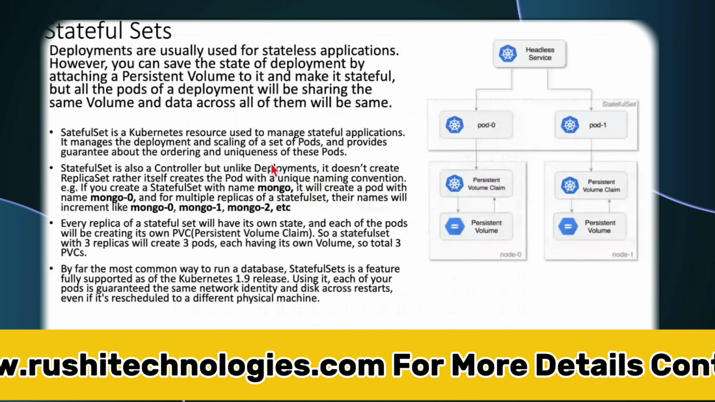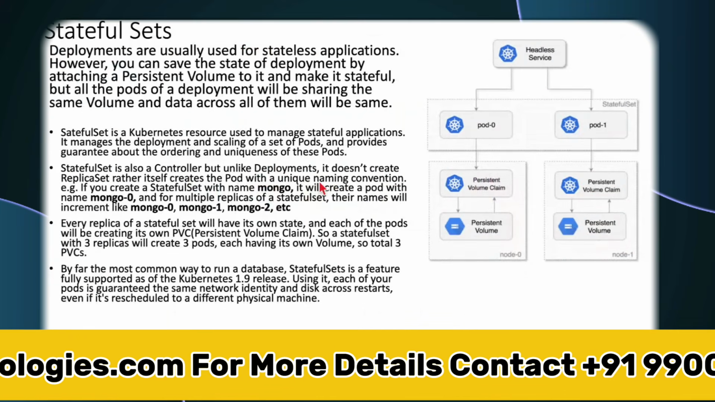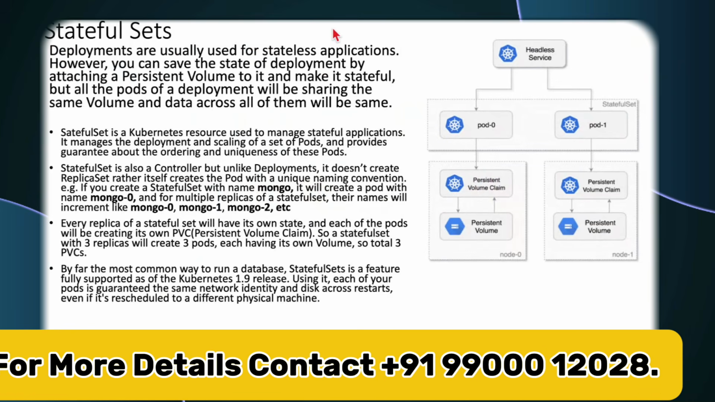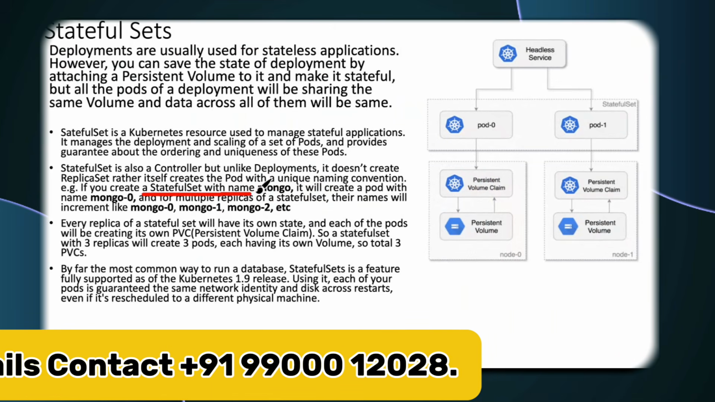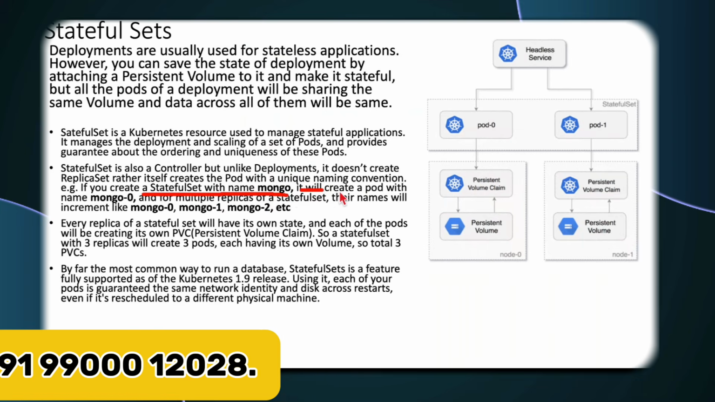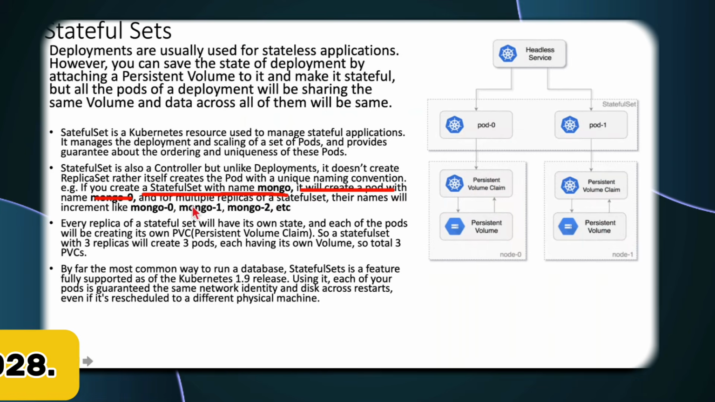So a stateful set will create pods with unique naming conventions. For example, if you create a stateful set with a name called Mongo, then it will create pods with the names like Mongo-0, Mongo-1, Mongo-2. The names will be incremented like this. And again, every replica of a stateful set, every replica means every pod, will have its own state.